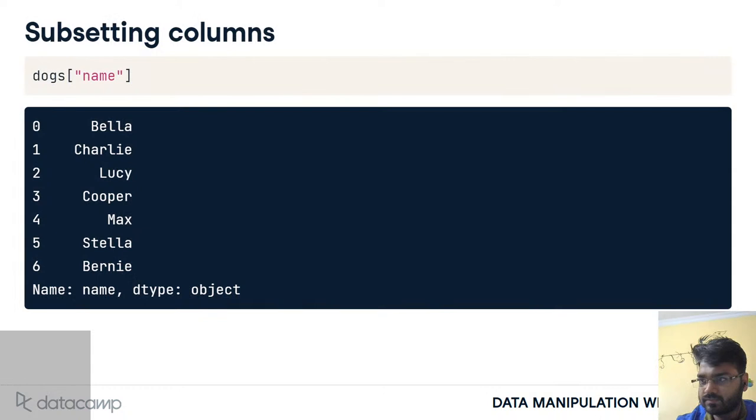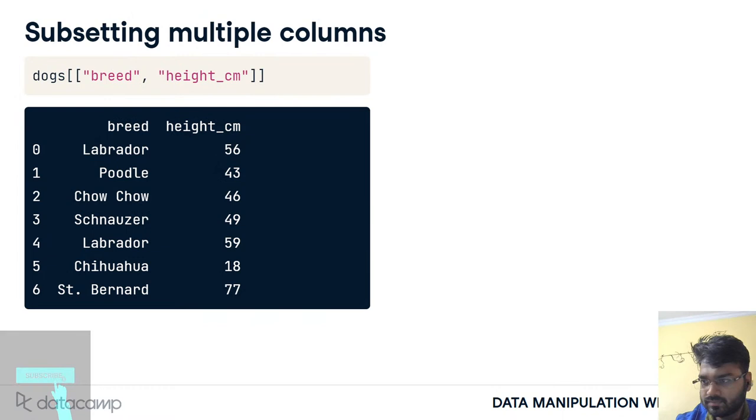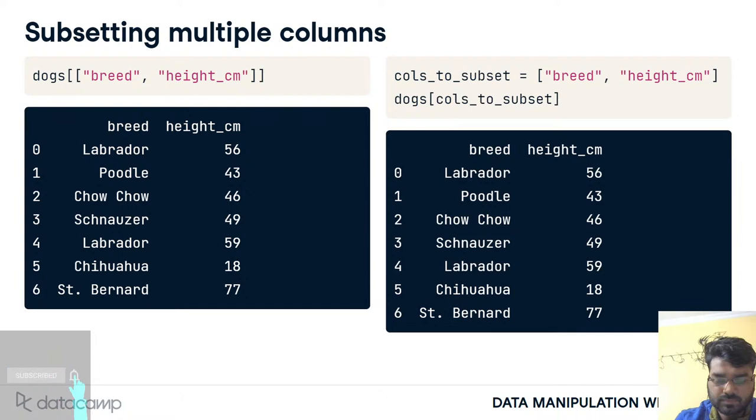We may want to zoom in on just one column. We can do this using the name of the data frame, followed by square brackets, with the column name inside. Here we can look at just the name column. To select multiple columns, you need two pairs of square brackets. In this code, the inner and outer square brackets are performing different tasks. The outer square brackets are responsible for subsetting the data frame, and the inner square brackets are creating a list of column names to subset. This means that you could provide a separate list of column names as a variable, and then use that list to perform the same subsetting. Usually, it's easier to do in one line.